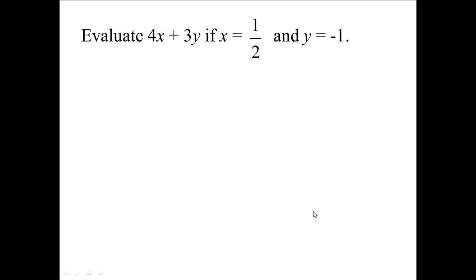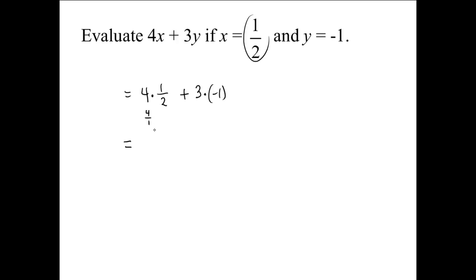Evaluate 4x plus 3y if x equals 1/2 and y equals negative 1. 4x means 4 times x, and x is 1/2. So we have 4 times 1/2, plus 3 times y, and y is negative 1. When we insert negative numbers, we often wrap parentheses around them. Let's figure out 4 times 1/2.